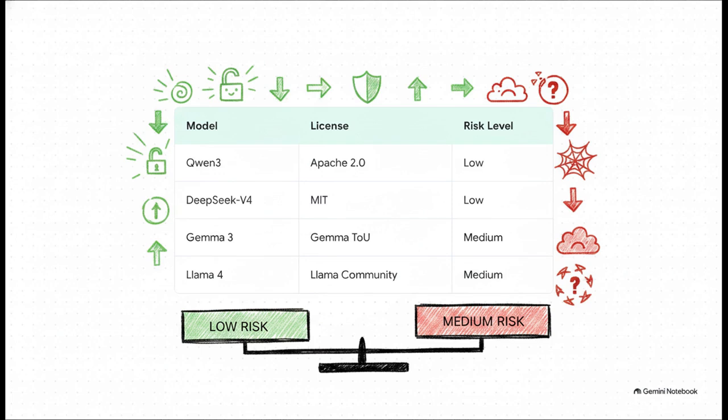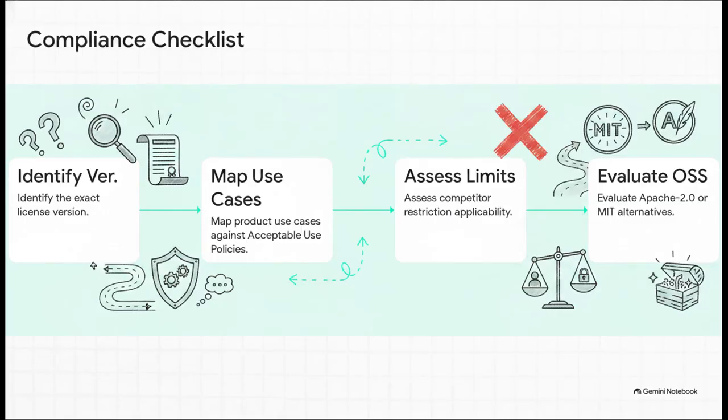But models like Gemma 3 and Llama 4, they introduce solid medium risk. Enterprise legal teams look at these custom contracts as unquantified contingent liabilities. Believe me, these are exactly the kinds of things that throw up massive red flags during fundraising or M&A due diligence. So if your team is forced to navigate these custom contracts, following a checklist like this is absolutely critical.